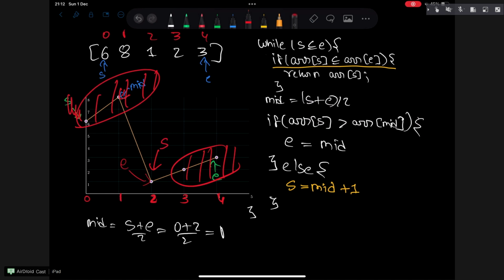Okay, so now we will again ask the simple condition. Is my array of S less than equal to array of E? Yes, the array of S right now is 1. Is 1 less than equal to 1? The answer is yes. In that case, that is going to be the answer, and we are going to return array of S as the final answer.